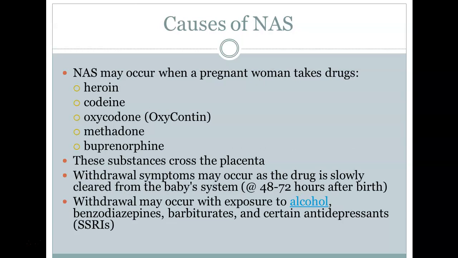Causes of NAS, when a woman who's pregnant takes drugs, are usually heroin, codeine, oxycodone or OxyContin, methadone, or buprenorphine. These substances all cross the placenta, and withdrawal symptoms will occur or may occur as the drug starts to slowly get cleared from the body's system. This is usually at or after 48 to 72 hours after birth, so you don't initially see withdrawal symptoms in the first 24 to 48 hours. Withdrawal may occur with exposure to alcohol as well, benzodiazepines, barbiturates, and certain antidepressants categorized as SSRIs.